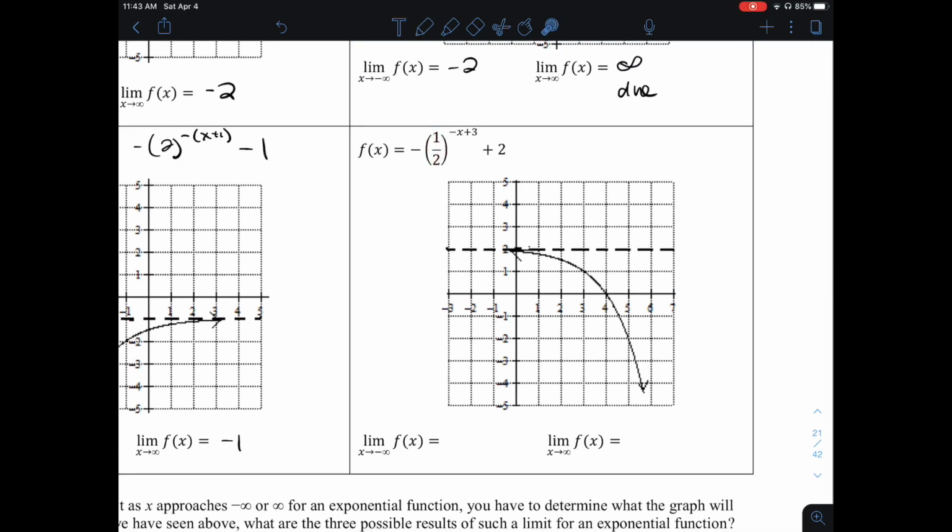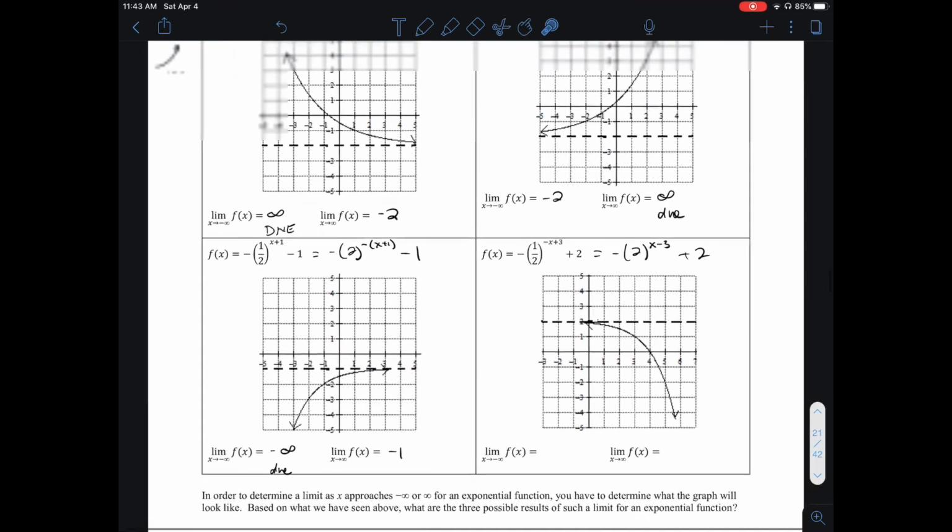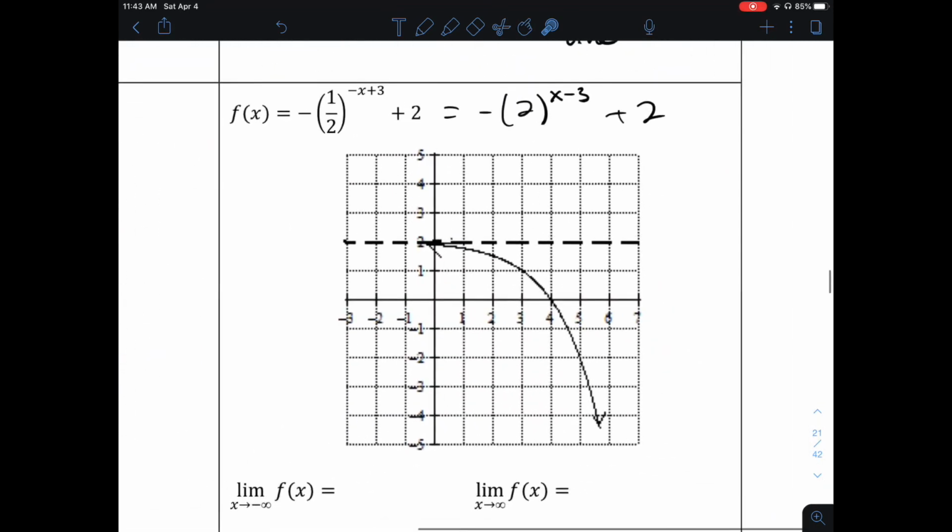Last scenario, we'd like this base to be bigger than 1. I reciprocate the base. I negate the exponent. That's going to make this x minus 3. This has a vertical reflection, no horizontal reflection. If it's a vertical reflection, you'll recall, it means the graph is below the horizontal asymptote. If there's only one reflection, it's going to be a decay.